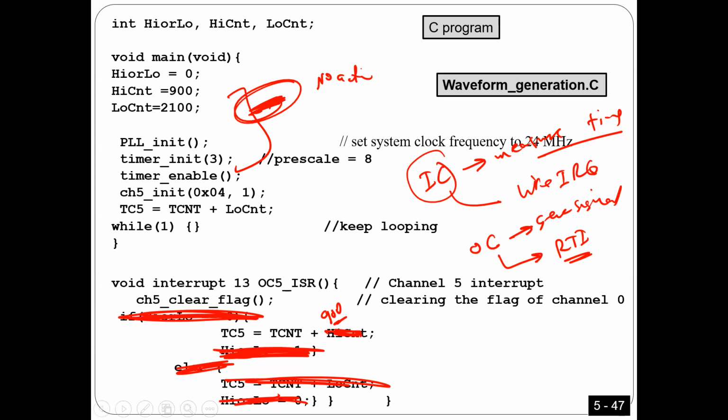However, when I say TC5 equal TCNT plus 900, what does it mean? It means the next interrupt is after 900 counts. So this is TCNT, and I'm going to add the difference of 900. Interrupt, 900, interrupt, 900, interrupt, and so on. You got what I'm saying? So you can make periodic interrupts, and this is RTI.